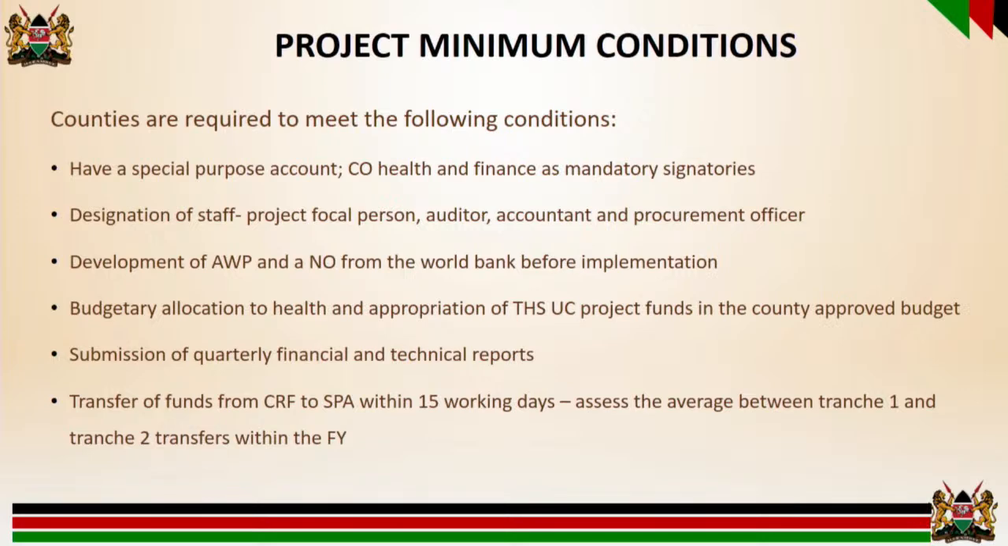Budgetary allocation to health, where we require the counties to have at least 30% being allocated to health. And for those that were below 30%, they needed to demonstrate an incremental trend year after year. So, for example, if you are at 17-18, you are at 22%, you needed to demonstrate that in the subsequent year, you had increased the allocation for you to be eligible to receive further funding.